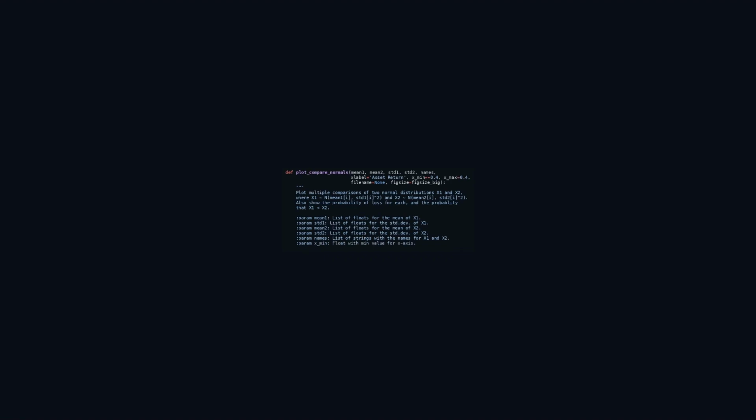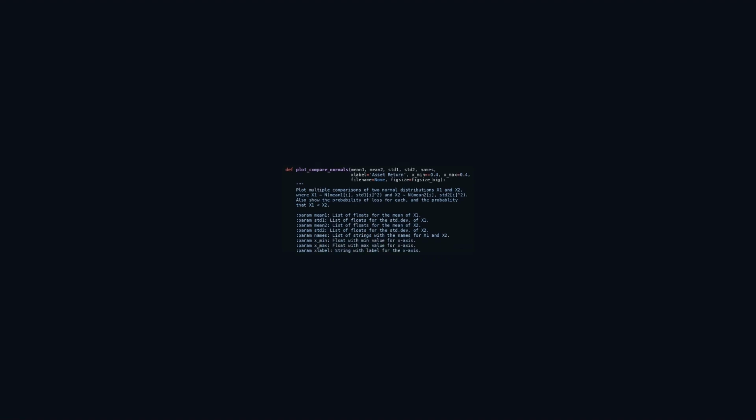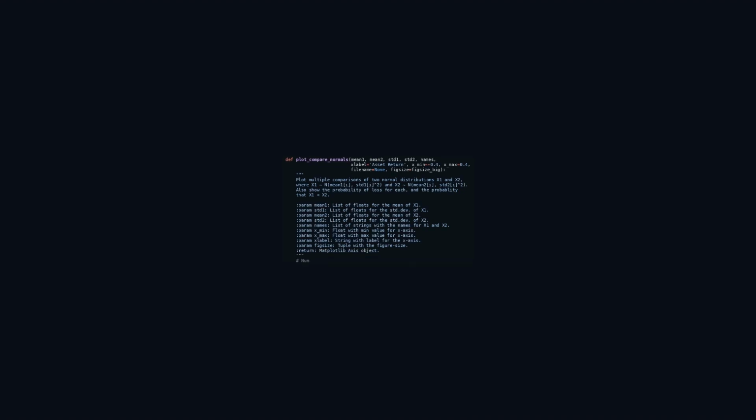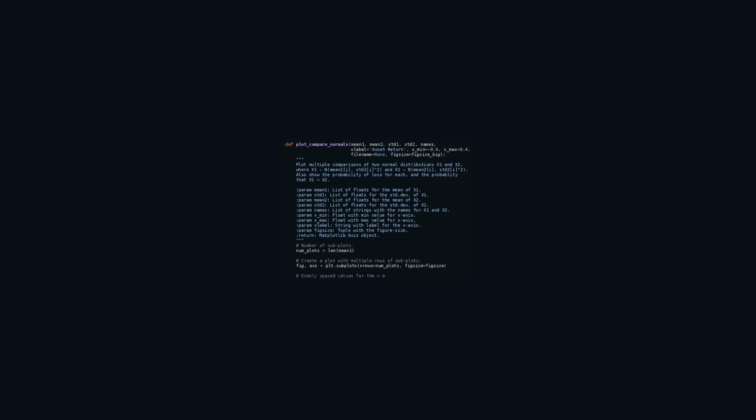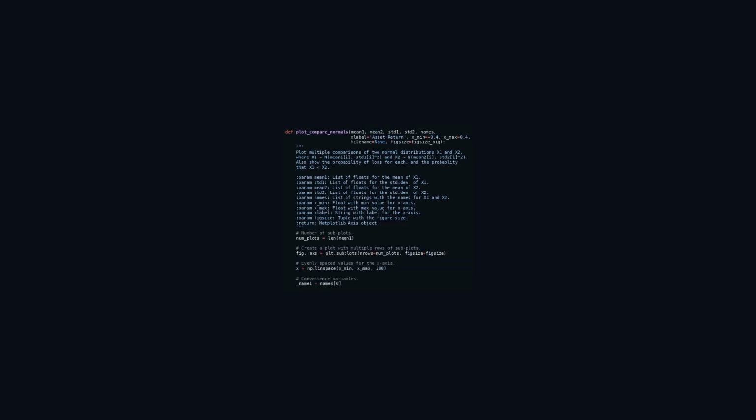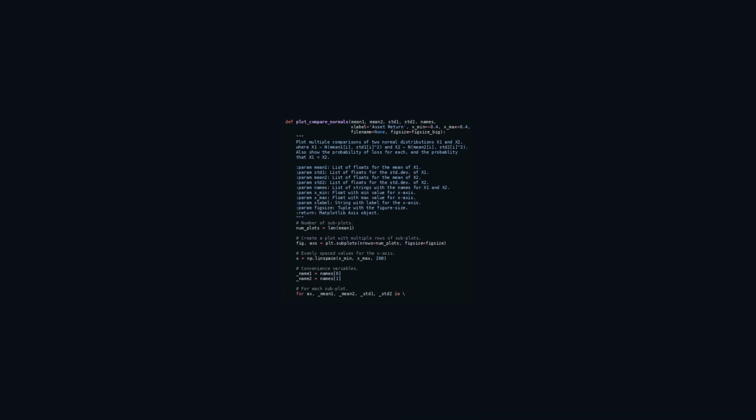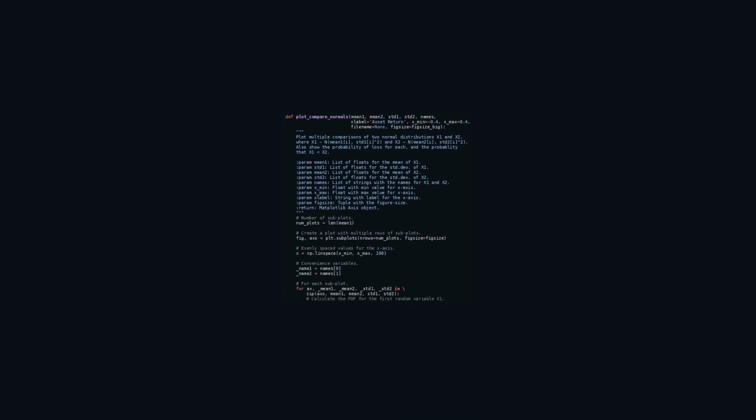The function plotCompareNormals is designed to compare two normal distributions by taking parameters such as their means, standard deviations, names, and other optional visualization settings. It generates a plot that visually compares the probability of loss for each distribution and the probability that the first distribution is less than the second. The function proceeds by creating subplots for each set of mean and standard deviation values provided, generating a range of x values to plot the distributions, and calculating and plotting the probability density functions, PDFs, for both normal distributions. Additionally, the function calculates the probability that the first distribution is less than the second.